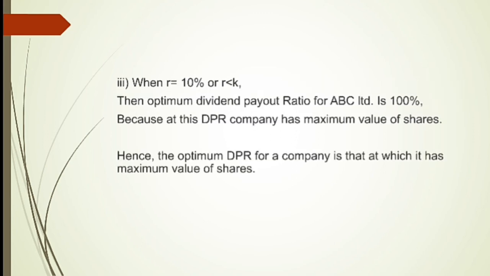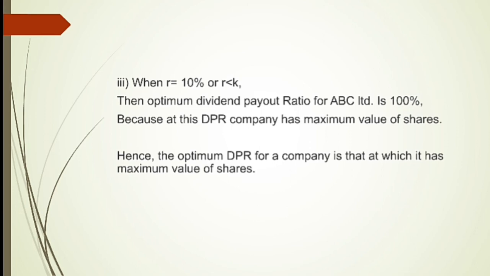Now the third main conclusion is based on the declining firm condition, when R is less than K. The optimum dividend payout ratio for ABC Limited is 100% because at this payout ratio the company has the maximum value of shares. So if we look at the third main condition, related to the declining firm, the optimum dividend payout ratio is 100% because at this rate the company has the maximum value of shares. Hence we can say that the optimum dividend payout ratio for a company is the one at which it has the maximum value of shares.